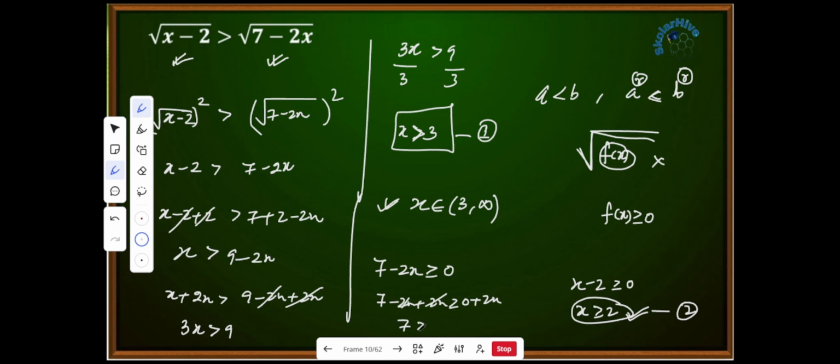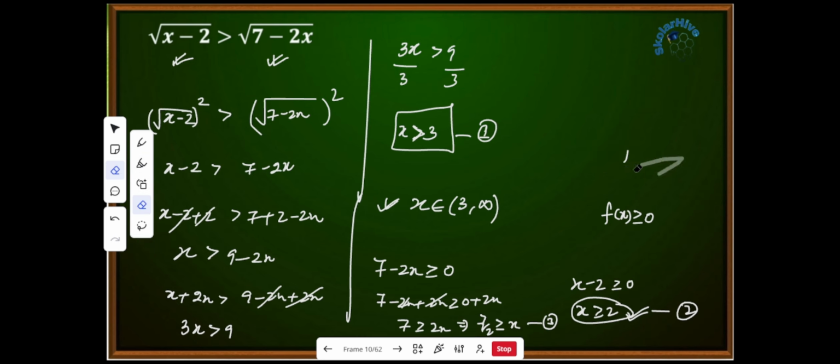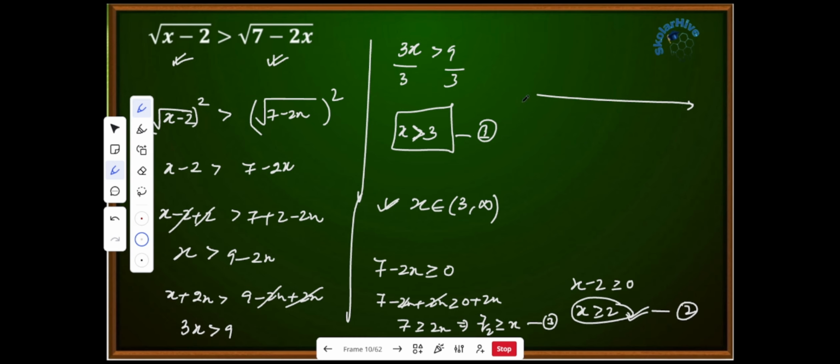Now this is 7 is greater than or equal to 2x. While solving this further, we'll get 7 by 2 is greater than or equal to x. So this is the third equation. By plotting this on a number line, you can find the common region among all 1, 2 and 3. From the first equation, we are getting the values of x to be bigger than 3. From the second equation, the values of x to be greater than or equal to 2. And from the third equation, the values of x should be less than or equal to 7 by 2.